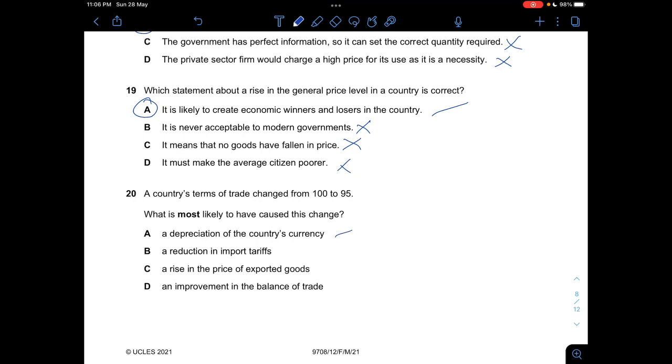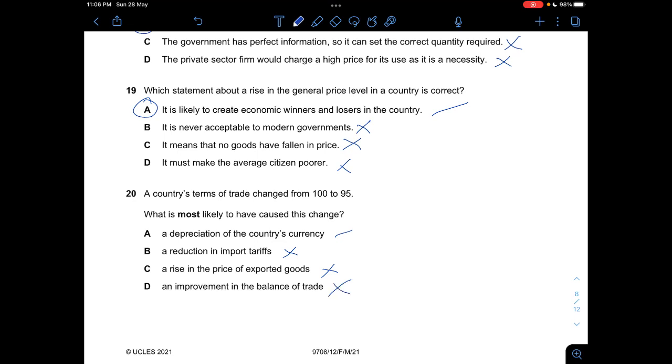And then B, a reduction in import tariffs, which is not correct, because a reduction in import tariffs will result in your import prices being lower. And C, a rise in the price of exported goods will actually improve the terms of trade, so it's not correct. And D, an improvement in the balance of trade means that volume of exports is higher, would actually increase the demand, so prices will increase, so that's not correct as well.